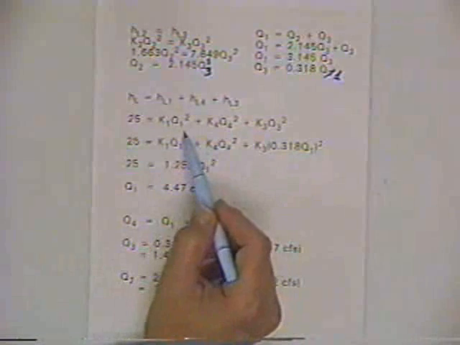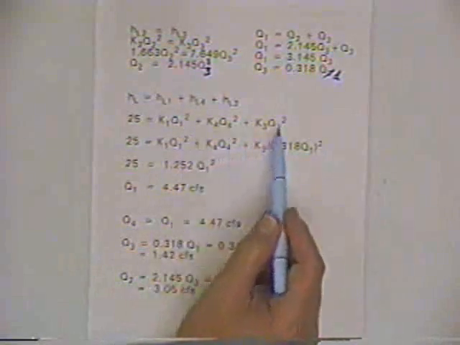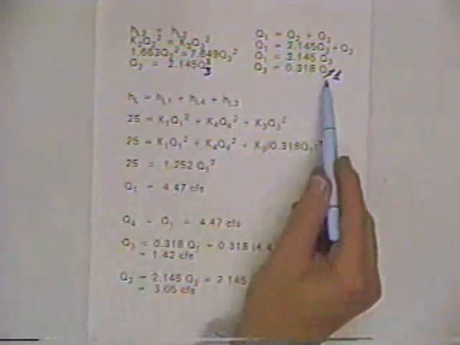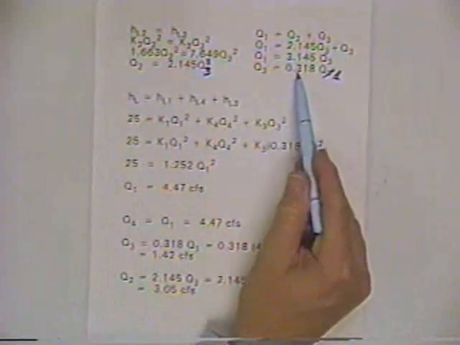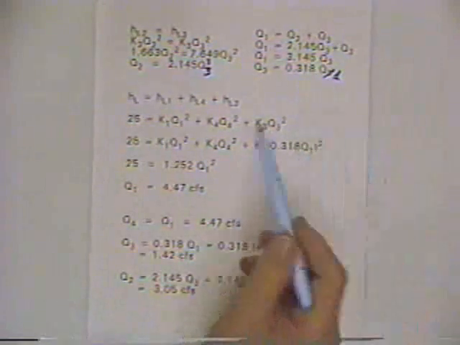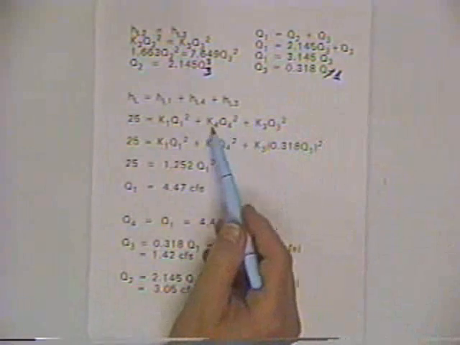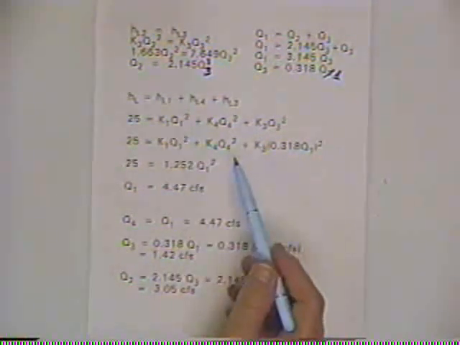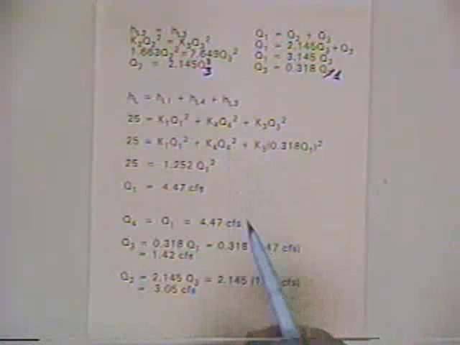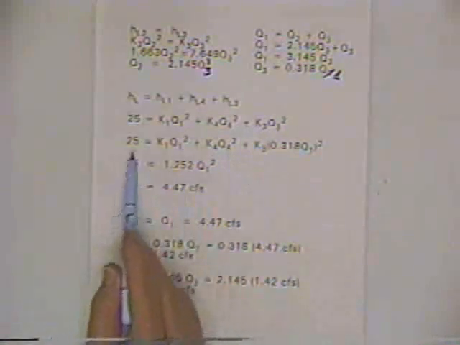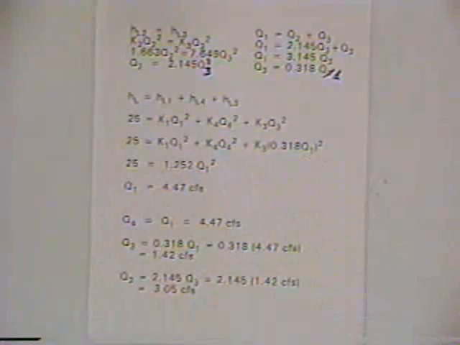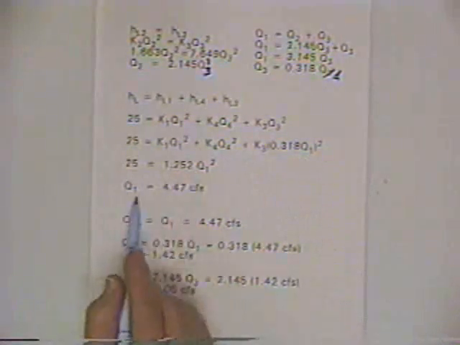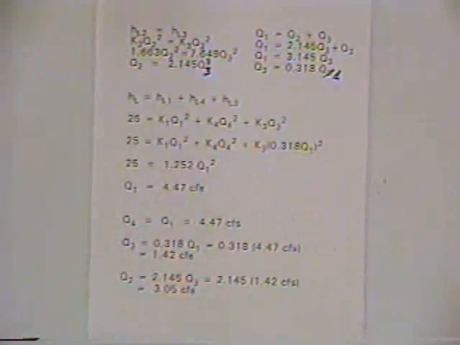And so we've got 3 unknowns, Q1, Q4, and Q3, but this allows us to substitute in. So where we've got Q3, we can substitute in 0.318 Q1, and we know that Q4 is equal to Q1, so we can substitute a Q1 in for Q4, and then when we do that, there's only one unknown left, and that's Q1. And then we can solve for Q1 and get the discharge in one of the pipes.